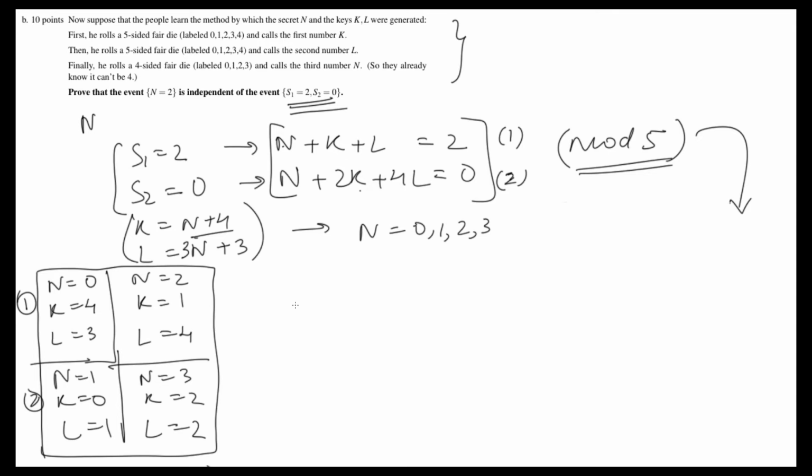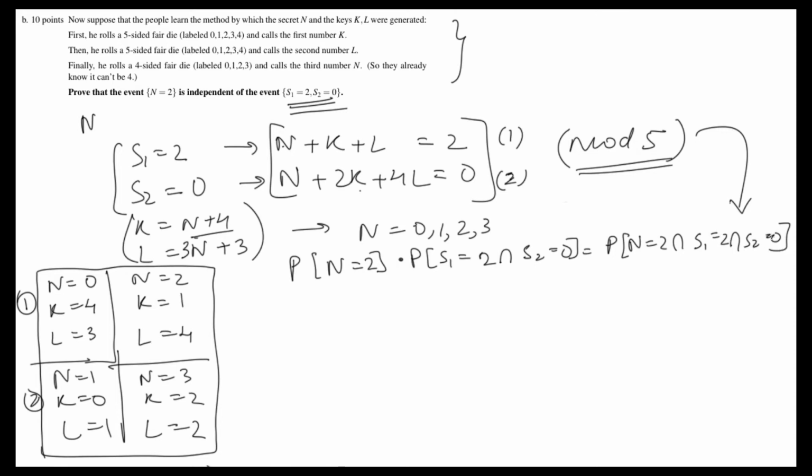Alright, so now we want to show that the two events are independent. Therefore we want to show the probability of n is equal to 2 times probability of S1 is equal to 2 intersection S2 is equal to 0 is equal to probability of n is equal to 2 intersection S1 is equal to 2 intersection S2 is equal to 0, right? We want to show that this times this is equal to that. That's the definition of independence, right?